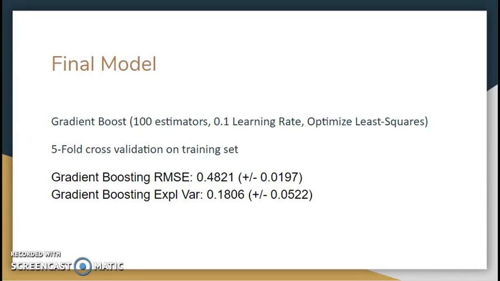So after trying many different types of regression models and doing all types of hyperparameter tuning, we found our final model to just be the gradient boost with the default parameters. Had a pretty decent RMSE on our training set using 5-fold cross-validation. Had a 0.4821 RMSE. And actually this model actually turned out to be quite generalizable to the test set on Kaggle.